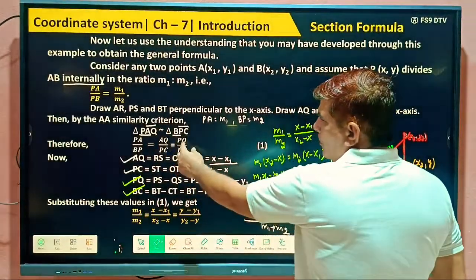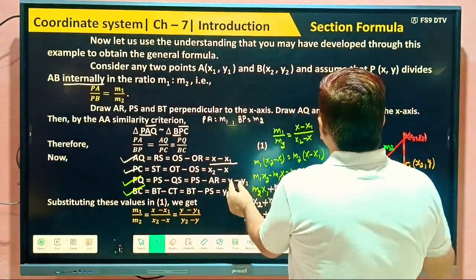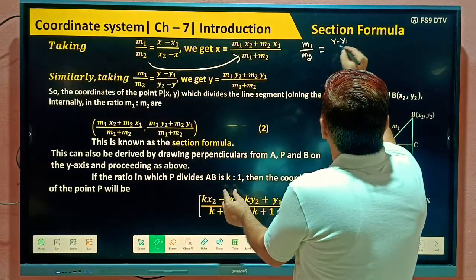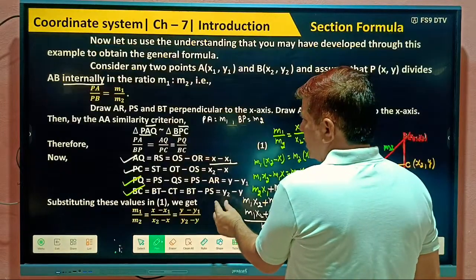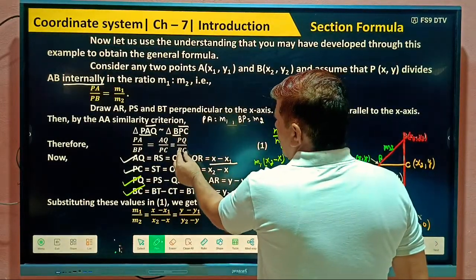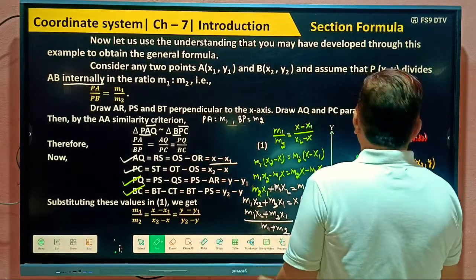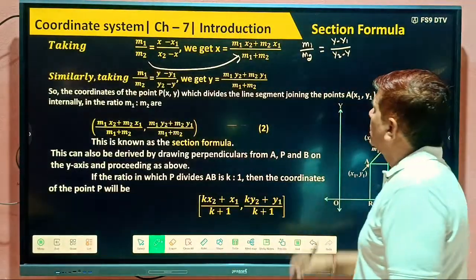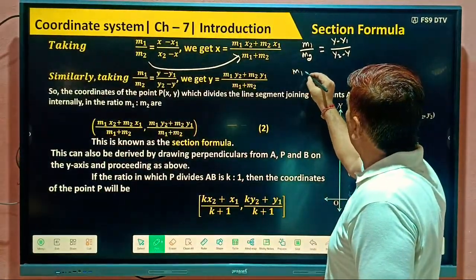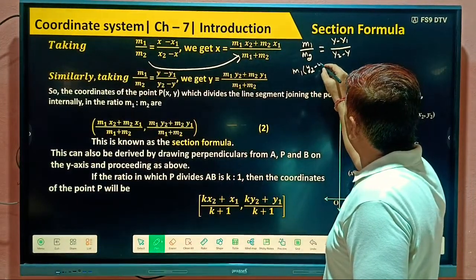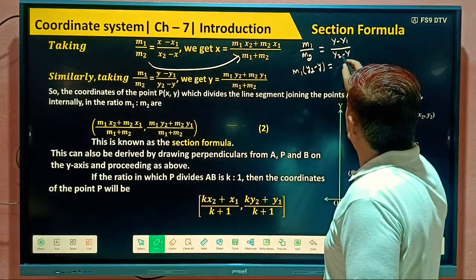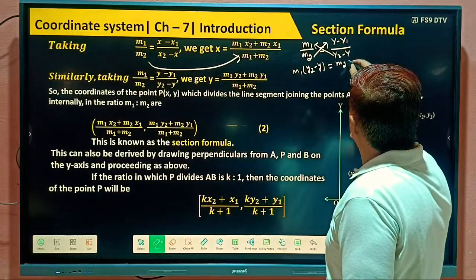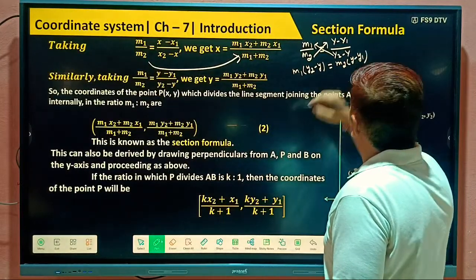The first and last taken, PQ equal to Y minus Y1, and BC equal to Y2 minus Y. Again cross multiplication. Cross multiplication means M1 times Y2 minus Y equals this, numerator and denominator like this, M2 times Y minus Y1.